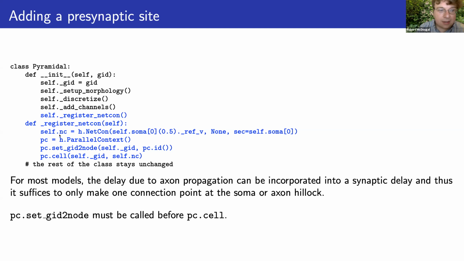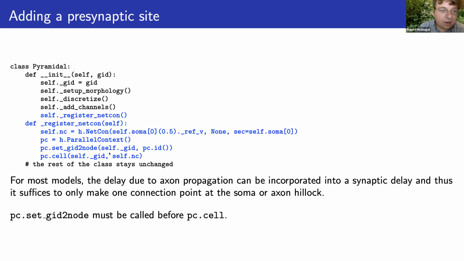And so that netcon will maybe monitor the cell membrane potential or the axon initial segment. You'll have to decide where it goes. It needs to know the section as well as the pointer. And then once we've created that netcon, we'll construct a parallel context object. This can be thrown away when we're done. This is simply to give us access to the underlying machinery.